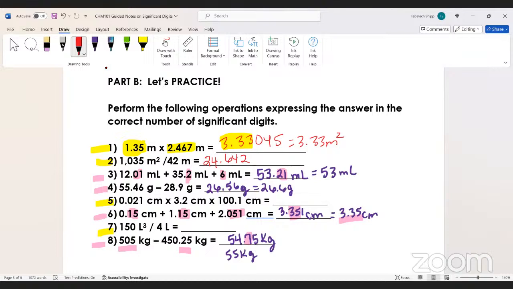So yes, that's correct, Jacqueline. The answer is 25. Correct. 25 meters to be exact. And here's how you know it's meters. You have a meter square on the top and a meter on the bottom. So you cancel one of each and you're left with just a meter right there.